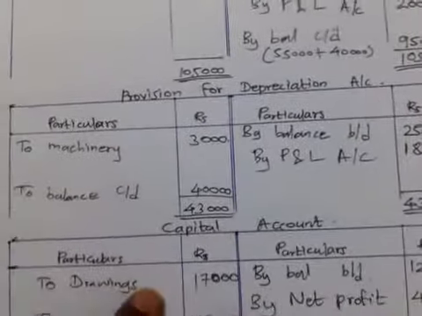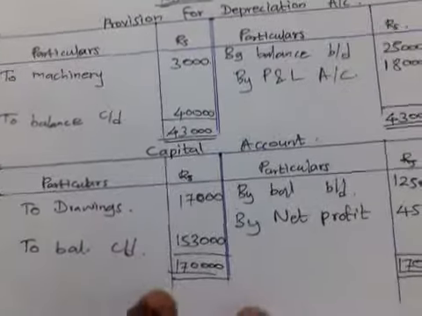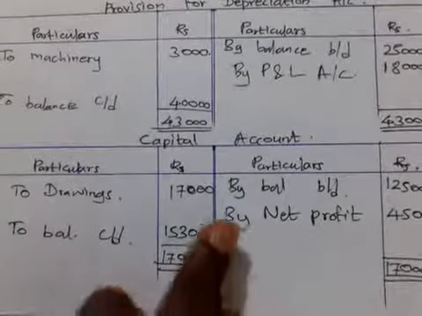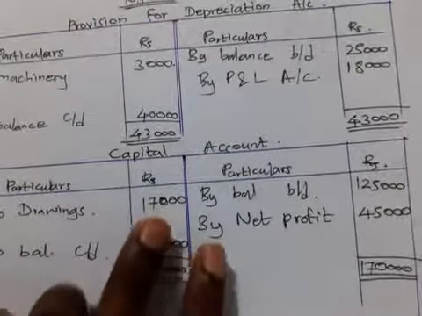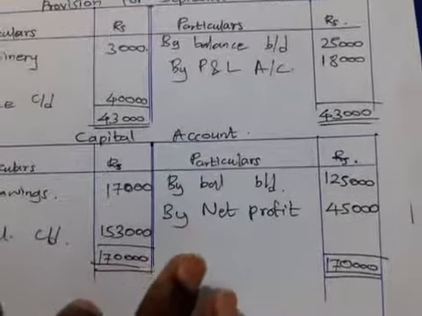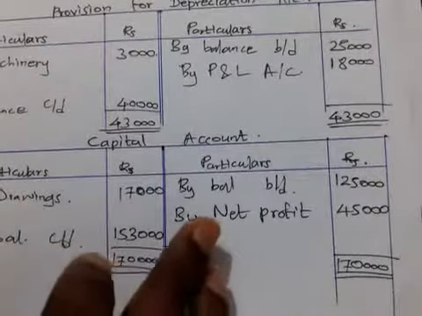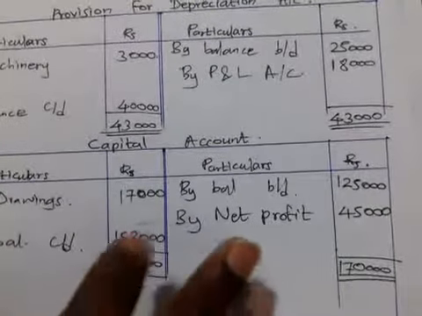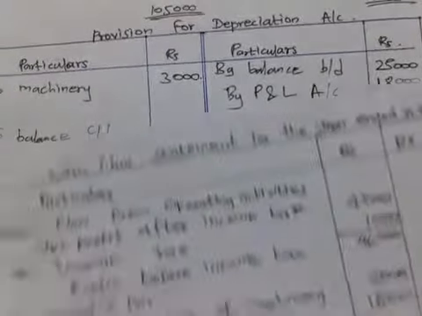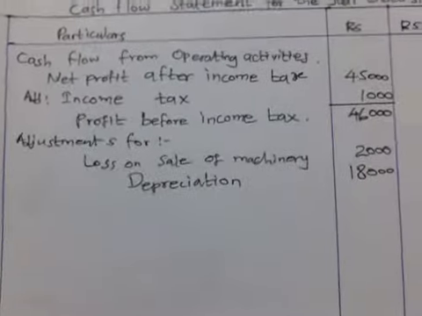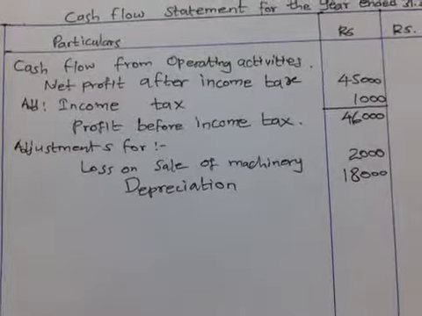This one also okay. And we have to see the next one. There is a drawings 17,000 cash drawings. So this is related with the financial activities. We have to record it in financial activities only. So let's calculate whatever we added here in operating activities.